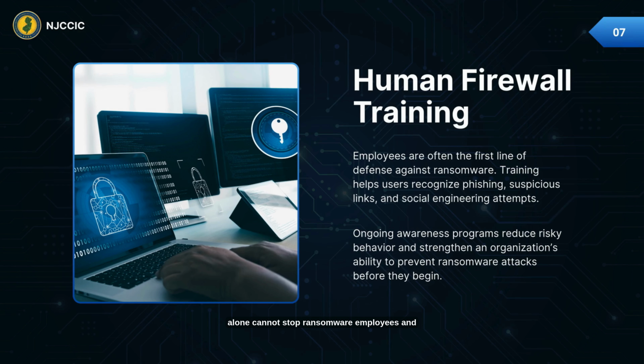Technology alone cannot stop ransomware. Employees and users are often the first line of defense against cyber threats. Security awareness training helps people recognize phishing emails, suspicious links, and social engineering attempts. Organizations that invest in ongoing training significantly reduce risk behavior and prevent many ransomware attacks before they begin. This concept is often referred to as building a human firewall.